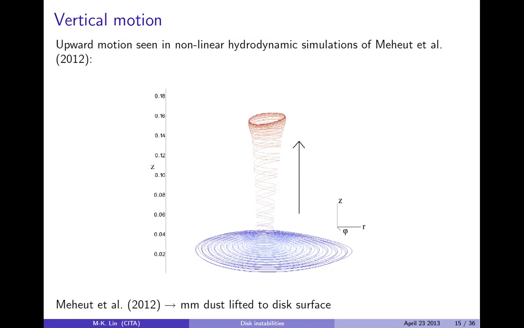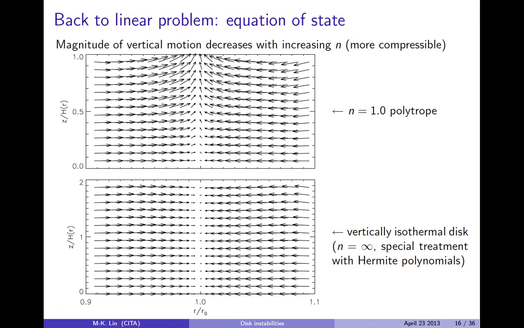Now with a linear problem, you can very easily vary the equation of state. So remember we have this parameter, the polytropic index, n. Now these are linear calculations done for different polytropic indices. The top one is for an n equals 1 polytrope, and the bottom one is n equals infinity. The n equals infinity case is very compressible, and the n equals 1 case is not very compressible. So if I make the fluid more compressible, then the magnitude of this vertical motion diminishes.